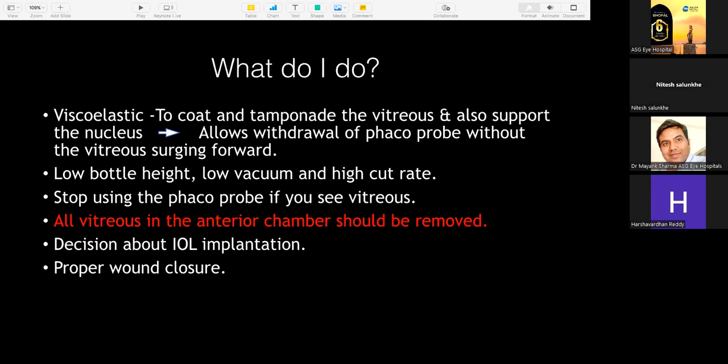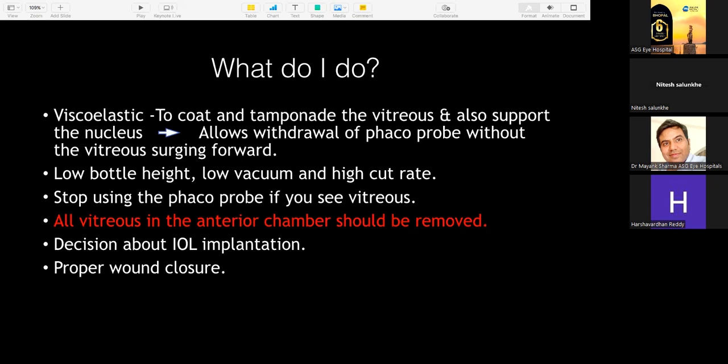So your primary goal and your responsibility should be a good anterior vitrectomy first. Your anterior chamber should be completely devoid of any vitreous. You can use intracameral triamcinolone for good visualization. It is absolutely safe. And once you're sure that your anterior chamber is completely clear of any vitreous, then you can take the decision about whether you want to implant the lens or not. We'll discuss that a little more in detail later.